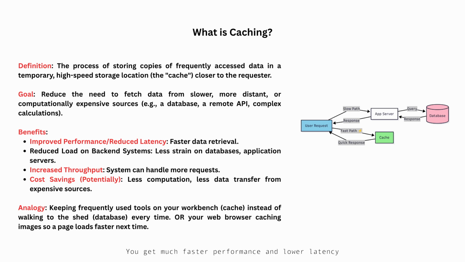You get much faster performance and lower latency because data is retrieved from the speedy cache. It significantly reduces load on your backend systems, like your databases or other services. This means your overall system can often handle more requests or increase throughput, and it can even lead to cost savings by reducing expensive computations or data transfer fees.